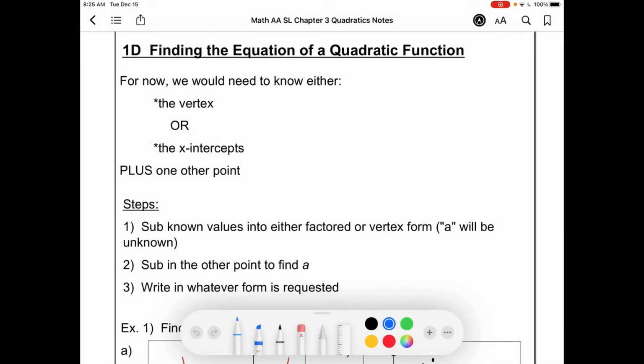Hi folks. Over the last couple of days we've looked at graphing quadratic functions from various forms. Today we're going to look at finding the equation if we're given the graph. So for now we need to know either the vertex or the x-intercept.